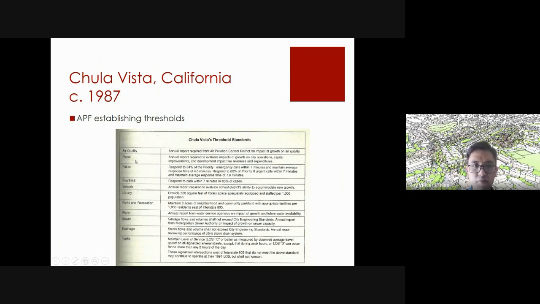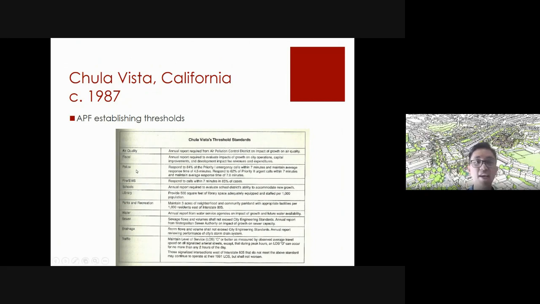Their fiscal or finances is monitored by an annual report required to evaluate impacts on growth and city operations, capital improvements. I think there's something similar going on in the Philippines. It's just that it doesn't make the headlines. It's very on the down low, in the manner of speaking.